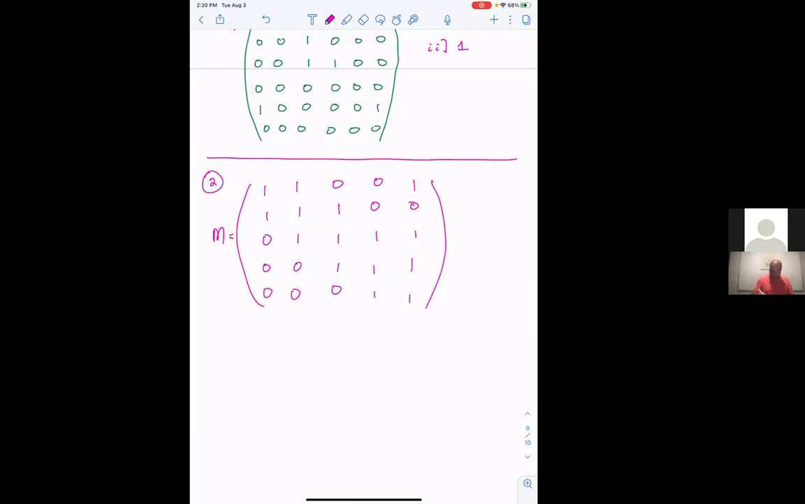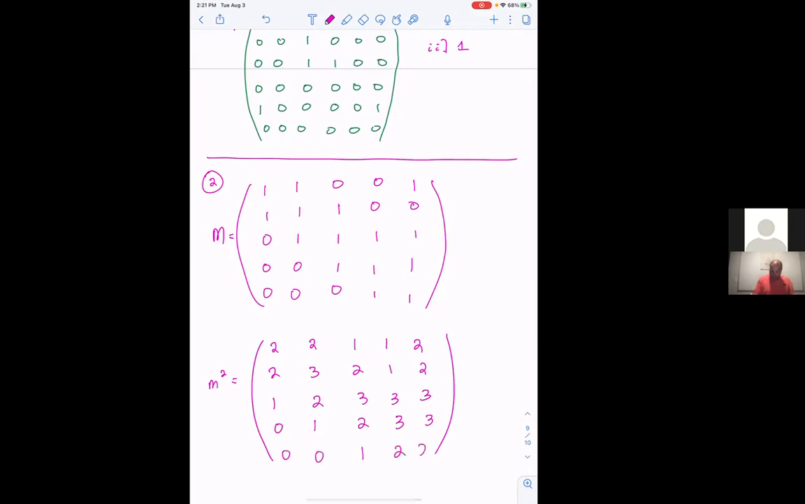Matrix E squared. So M squared. And that gives me 2, 2, 1, 1, 2, 2, 3, 2, 1, 2, 1, 2, 3, 3, 3, 0, 1, 2, 3, 3, 0, 0, 1, 2, 2.